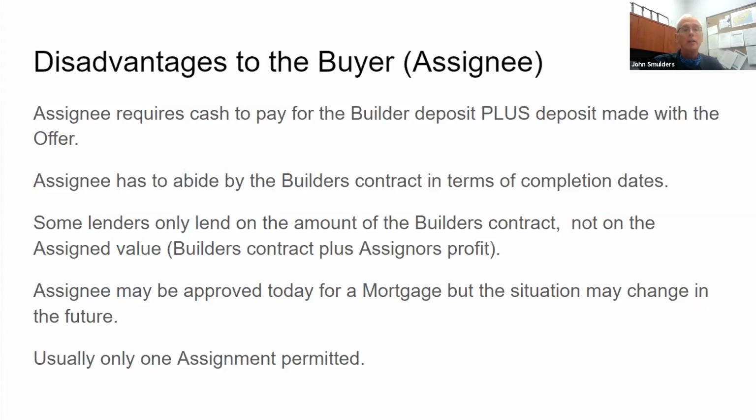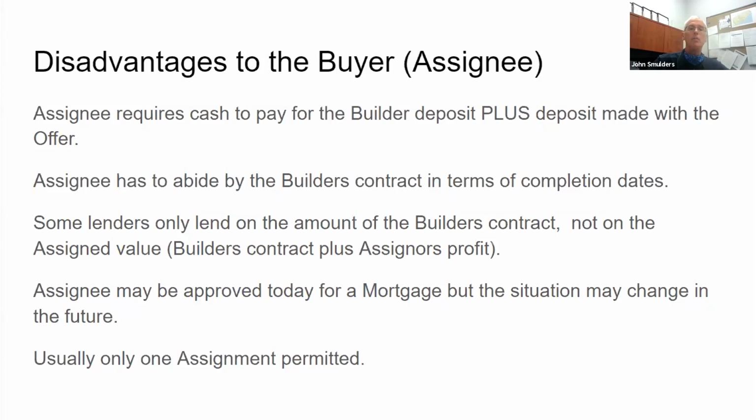Another problem for a buyer: some lenders only lend on the amount of the builder's contract, not on the assigned value. The assigned value is the builder's contract plus the assignor's profit. Okay, so the builder's contract is $450,000. The assignment agreed upon is $550,000 because the assignor is making $100,000 in profit. The buyer happily goes trotting off down to the mortgage broker, and the mortgage broker says, no, can't do that, because the lender will only lend on the builder's contract. Now, I have seen both.